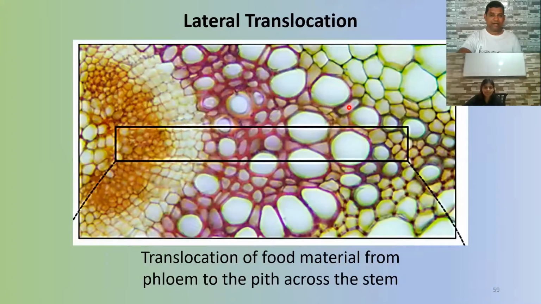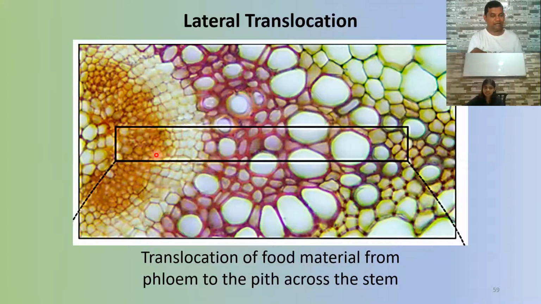So अभी देखते हैं lateral translocation कैसे हो रहा है. Now lateral translocation का मतलब है कि stem के अंदर phloem के सेल में food is there. See, हमने roots के केस में क्या देखा था? Root hair से लेकर epidermis, cortex, endodermis, pericycle, xylem. That was a lateral translocation of water.